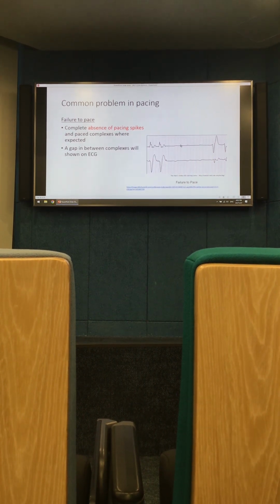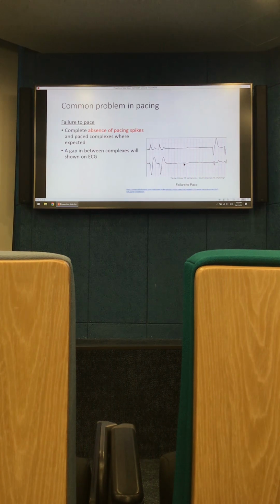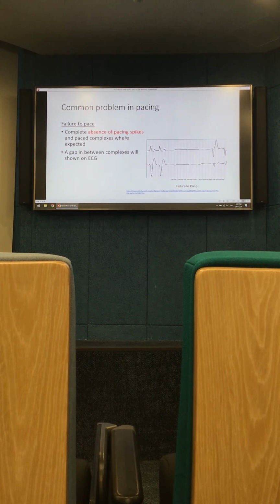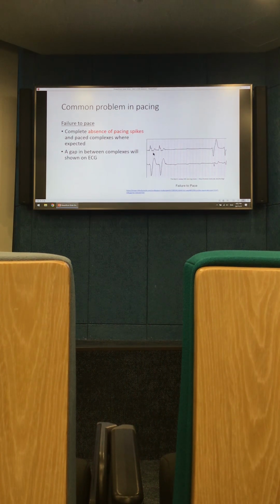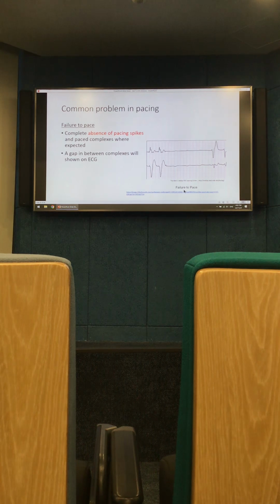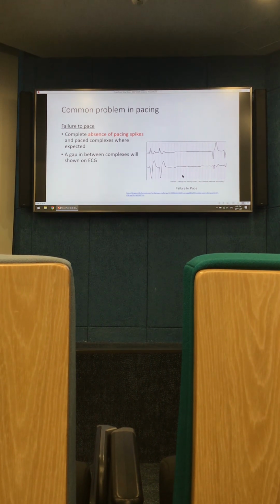You find that there's a pause, a long pause between the Rs, with the pacing spike absent, like the gap between two QRS complexes, and we call it failure to pace. Probably your patient's blood pressure will be affected.